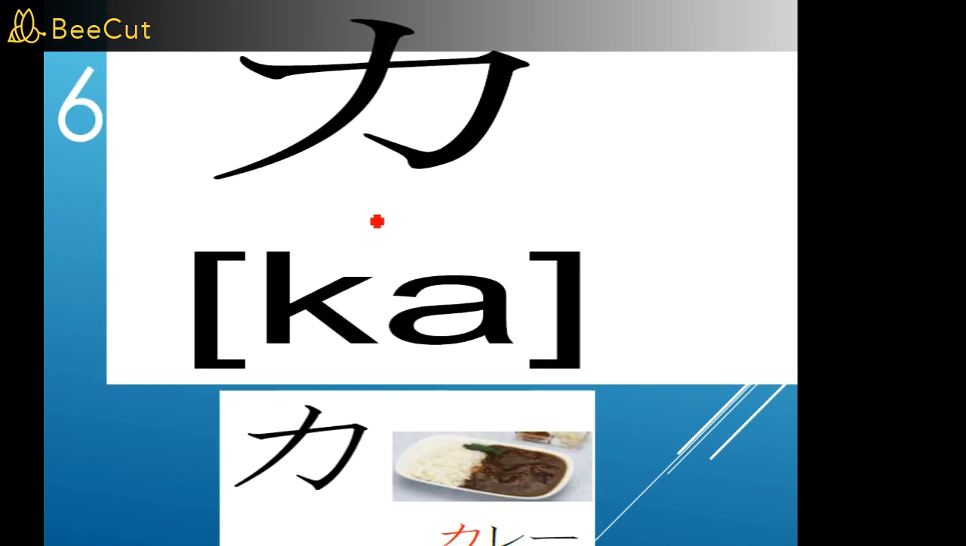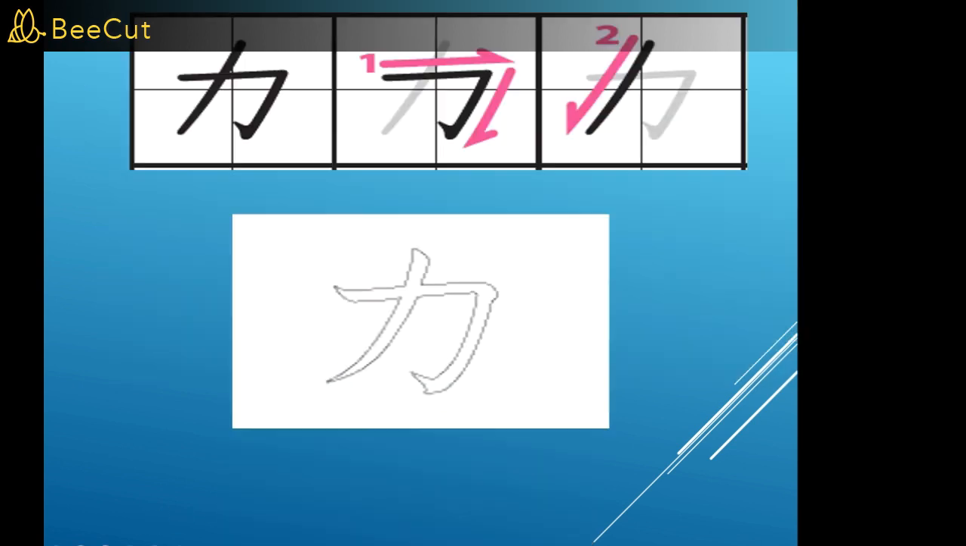Here we go. This is Ka. Ka is in Kare. It's the 6th character. This is the stroke order, 1, 2. So now you can remember with this. In hiragana we write ka something like this, right? This particular portion is not there in katakana.